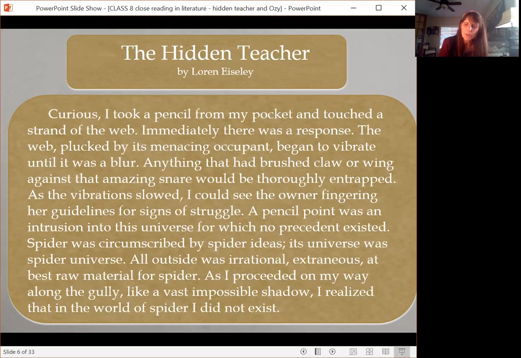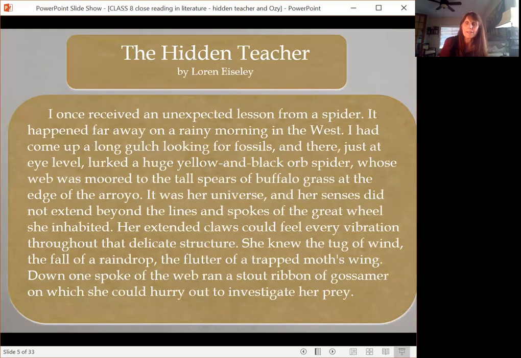Okay, very short. Let's look and see what Loren Eiseley is really saying in this passage. First sentence: I once received an unexpected lesson from a spider. Okay, we know more than two things that are happening. First, the narrator is I. Loren Eiseley is the author. The narrator we'll just call the narrator. This narrator received a lesson, so we know by the time we get to the end of this thing, there's going to be some sort of a lesson communicated to us, and primarily from the protagonist, I suppose, in this piece, which is the spider.